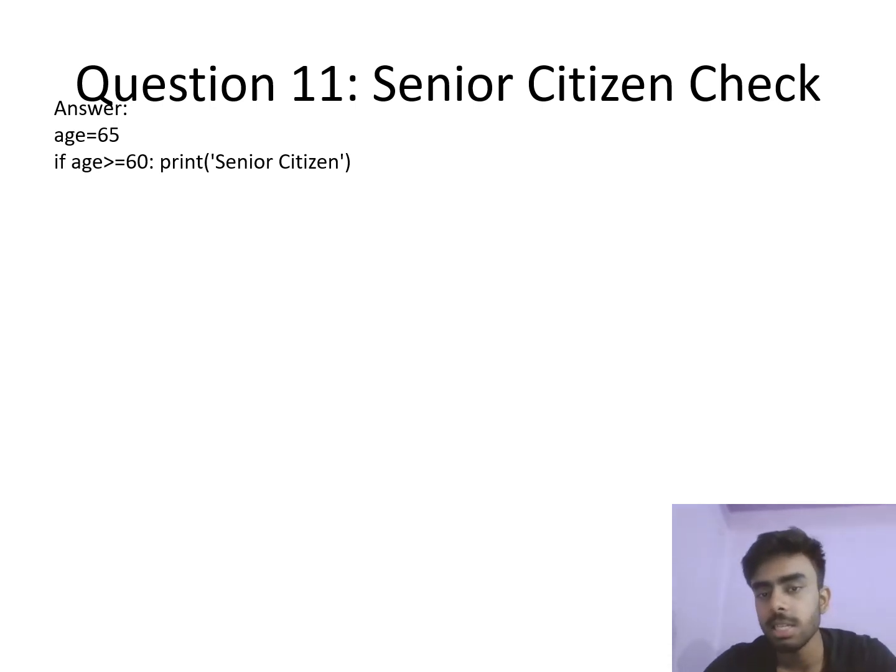Here you have to check for senior citizens. The user has already taken age as 65. For checking whether he is a senior citizen or not, we apply this code. If age is greater than or equal to 60, then print senior citizen. So this code is also very easy.